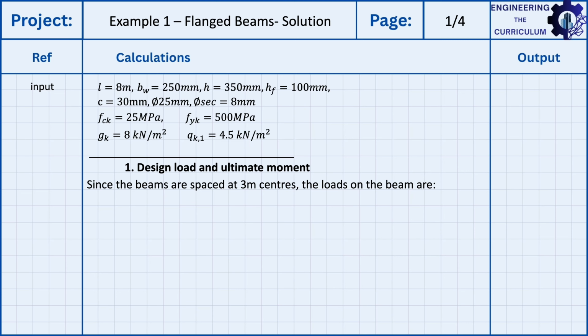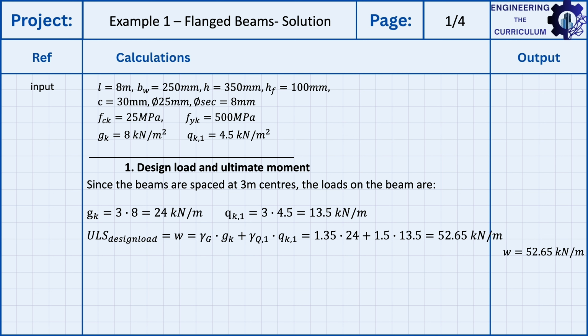Now, since these beams are spaced at 3 meters center to center, the loads on the beams are 3 times 8 for the permanent load, and multiplying by the 3 will give us a uniformly distributed load of 24 kilonewtons per meter. And similarly for the variable load, we have 3, the spacing between the beams or the frames, times 4.5, which gives us 13.5 kilonewtons per meter. The design load, therefore, is the safety factor of 1.35 for permanent load times the permanent load, and 1.5 for variable load times the variable load. These are the safety factors from the Eurocode. And this gives us a design load of 52.65 kilonewton per meter.